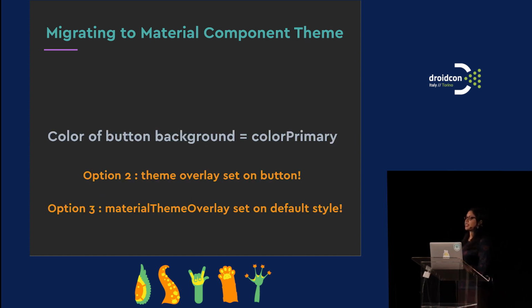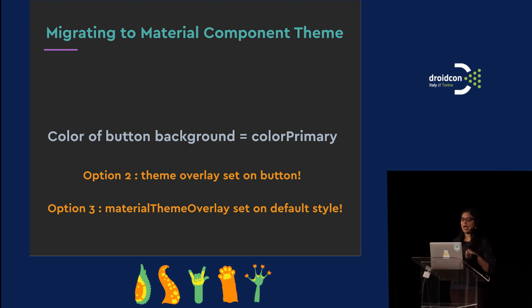However, it is interesting to note that in a Material Components world, the color of the button background by default is colorPrimary. So if you want to just change the background color for some of the views, you have another option. You could use a theme overlay to style that button. But what if you wanted all the buttons in your app to have this non-colorPrimary color? Then there is a third option, which is materialThemeOverlay, that you can set on the default style.